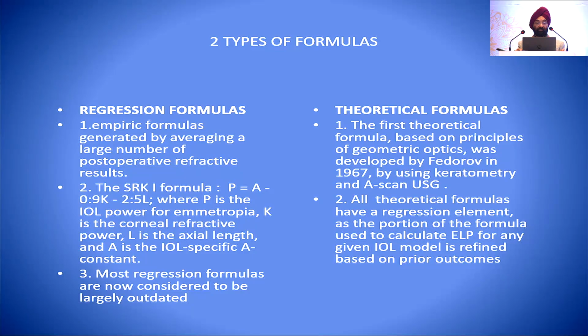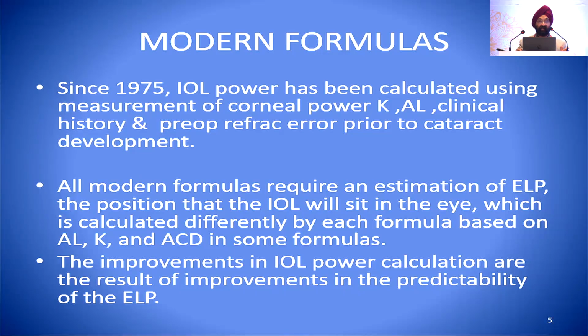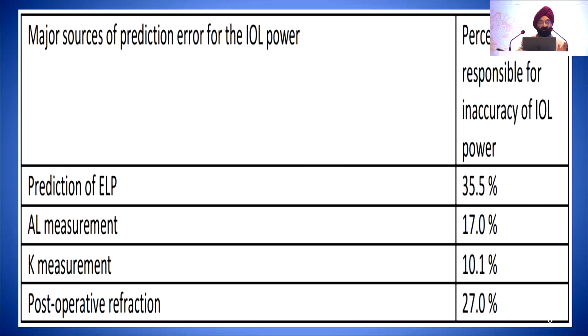We all are aware of these two types of formulas, regression formulas and theoretical formulas. Since 1975, IOL power has been calculated using basically keratometry, axial length, and clinical history. But modern formulas require an estimation of effective lens position, and that is where the IOL is going to sit inside the eye, and it is calculated differently by each formula based on not only axial length and keratometry, but some other parameters like anterior chamber depth and some more parameters. So improvement in IOL power calculation are the result of improvement in prediction of the effective lens position.